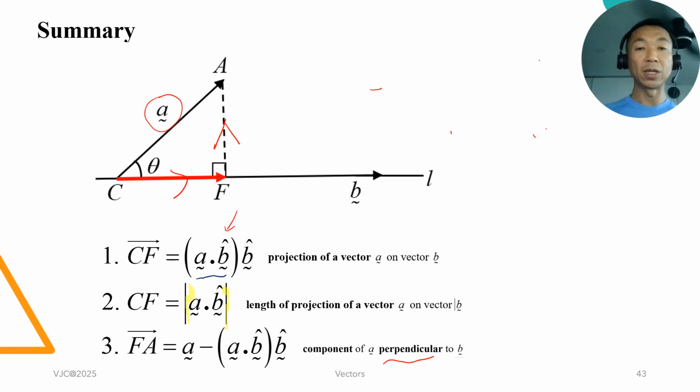Correct? So I just wanted to summarize everything, and this diagram is extremely useful. Keep it and it will benefit you. That's that.